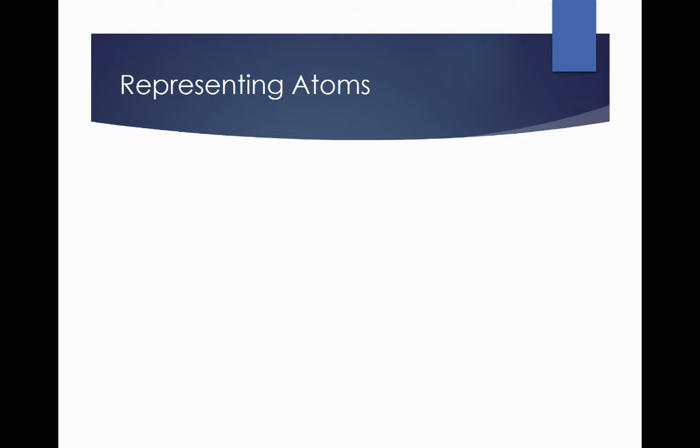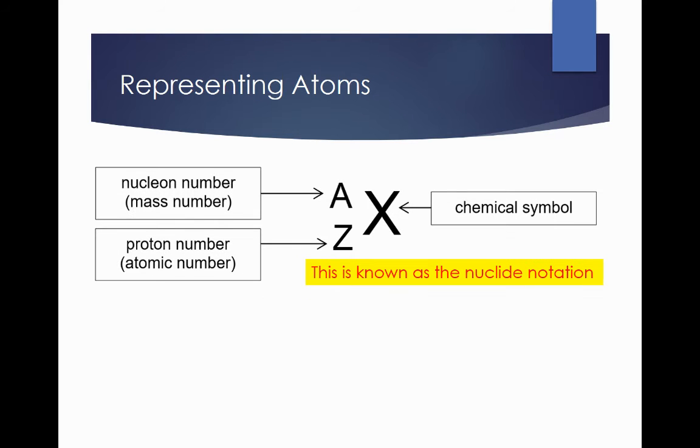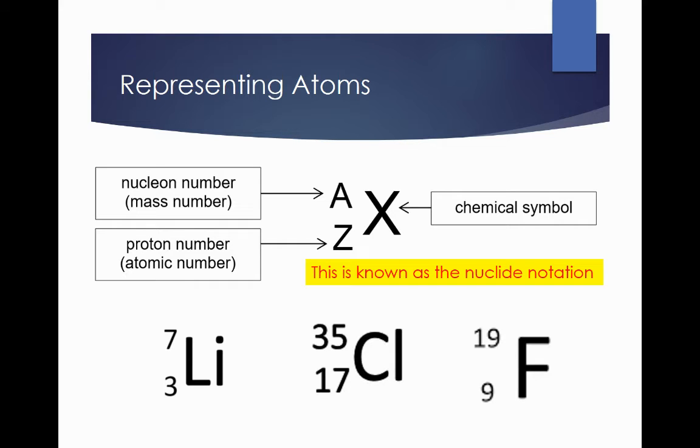We represent atoms using the periodic table in a kind of a notation called the nuclide notation. This notation has the mass number at the top, as well as the atomic number or the proton number at the bottom. Now, this is the reverse of the periodic table, and therefore, do take note when you're asked to write down the nuclide notation or to write down an atom. You have to write it in this particular manner. Examples include lithium, chlorine, and fluorine as shown here in the slide.